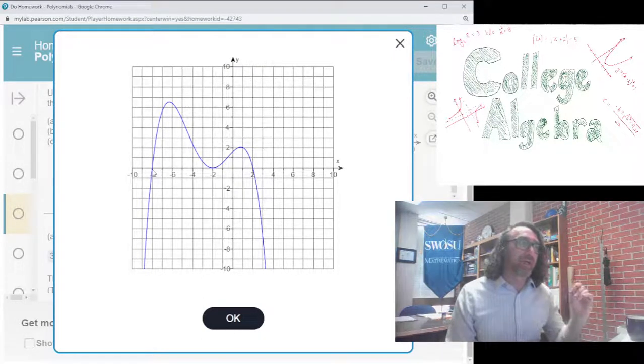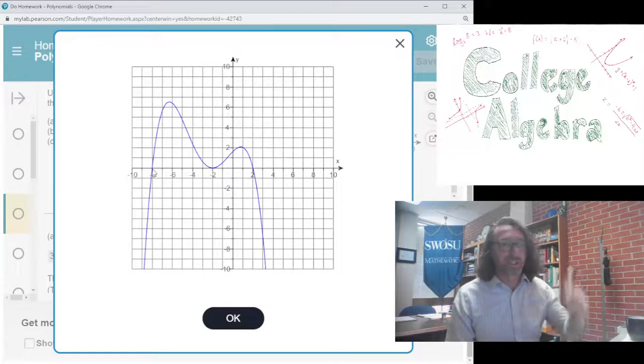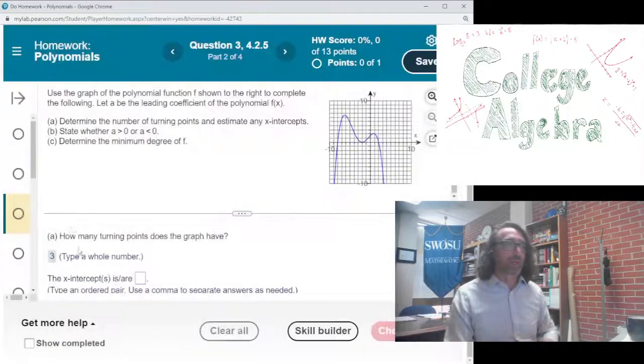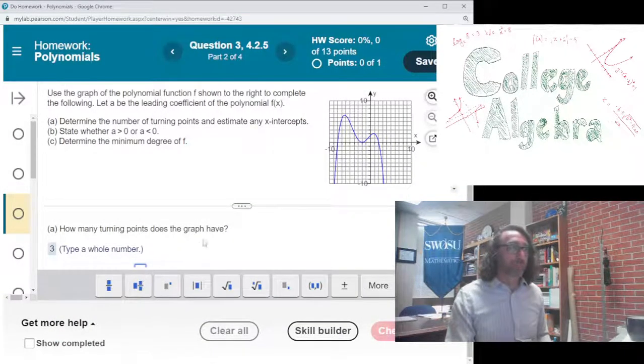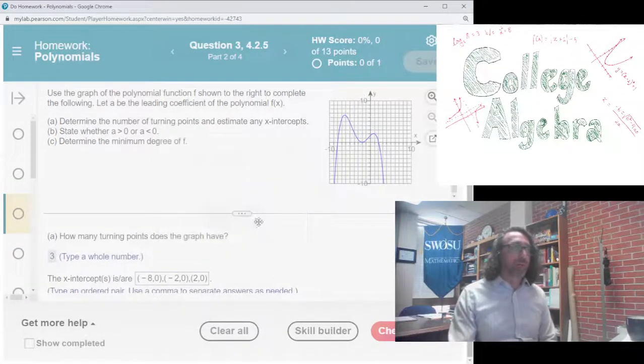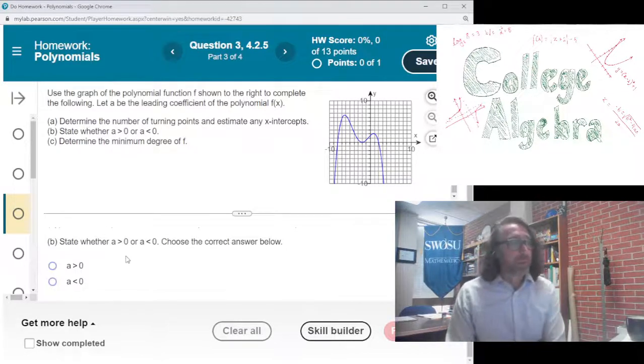But really, the x-intercept is -8, 0. -2, 0, and 2, 0. Okay, so I'll just be typing these in here. -8, 0. -2, 0. And finally, 2, 0. Okay, check answer. We got them. Wonderful. Okay. State whether A is positive or A is negative.